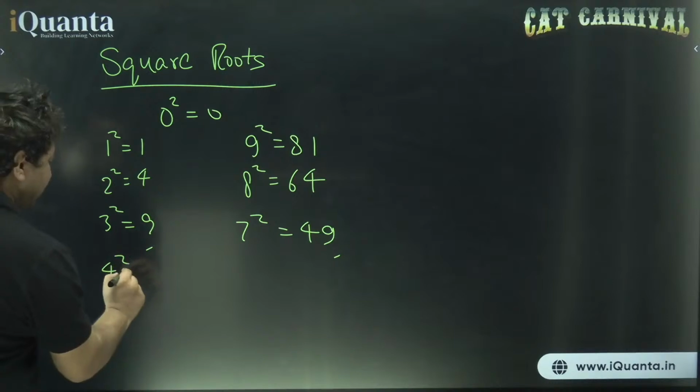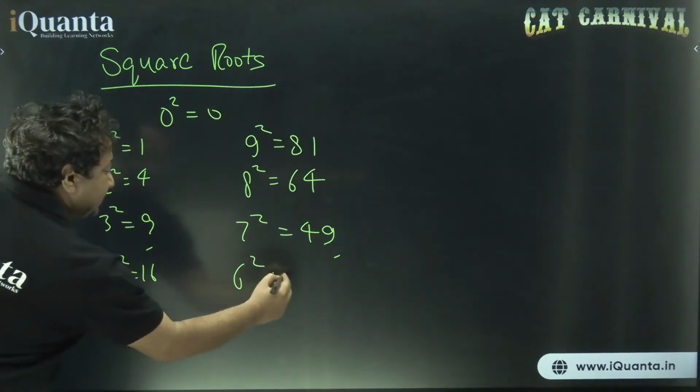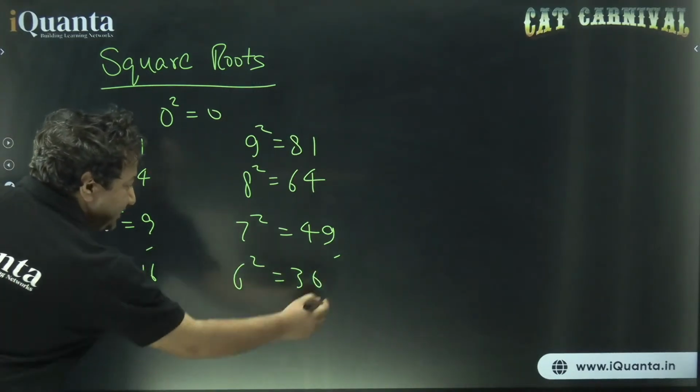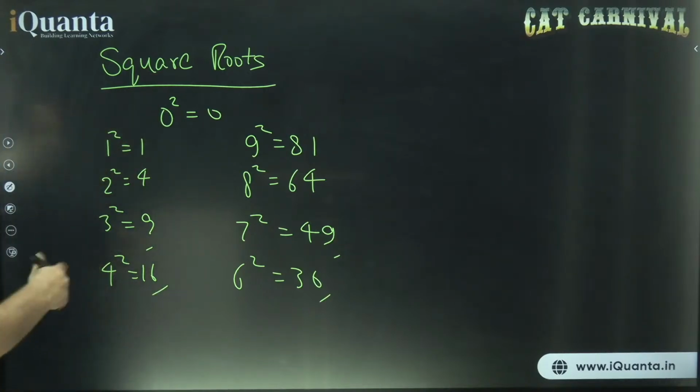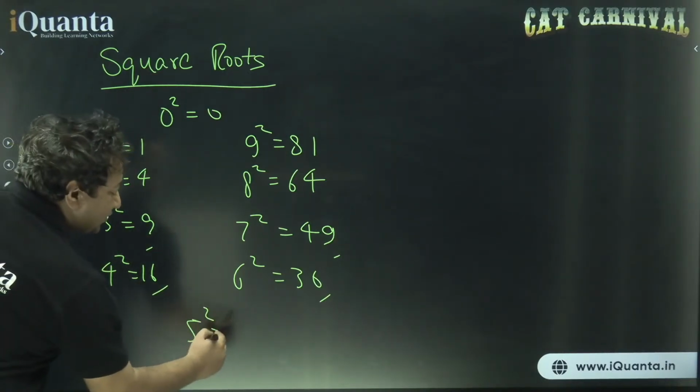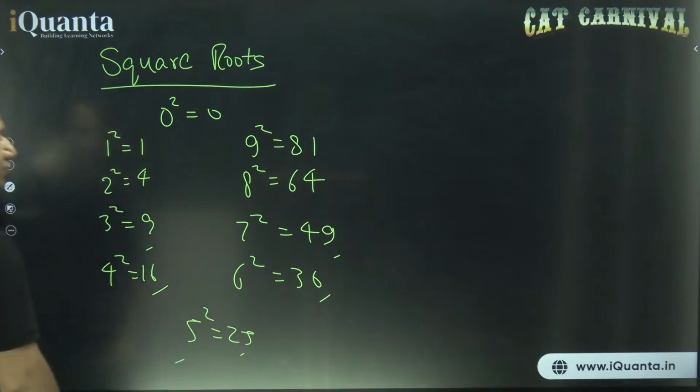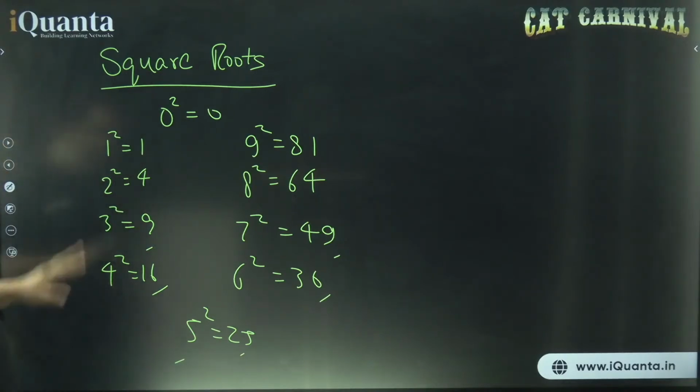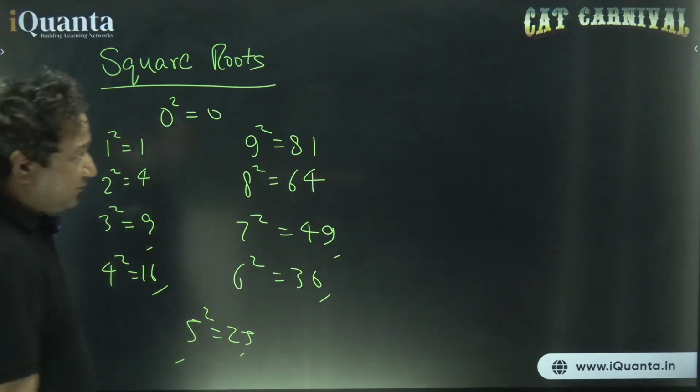For 4 square, it's 16, 6 square is 36. Again, we have confusion. If a number ends at 6, its square root can end at either 4 or 6. 5 square is 25, there is no confusion. If a number ends at 5, square root ends at 5. In all other cases, we might be having some kind of confusion.